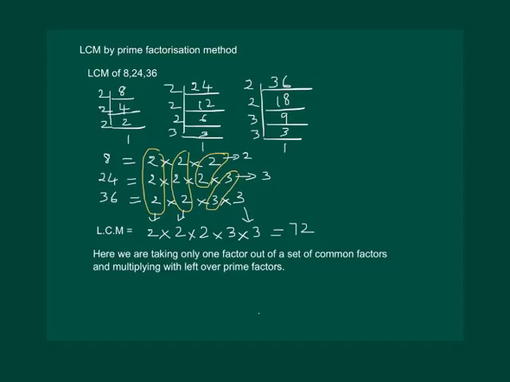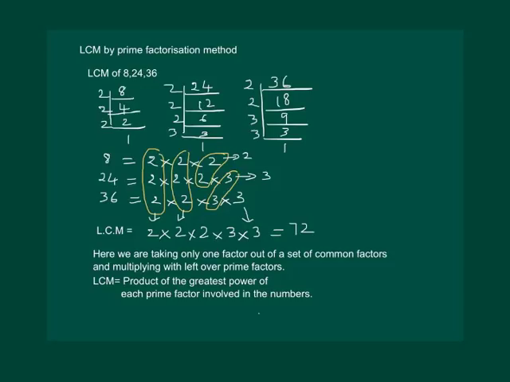So for LCM we are taking only one factor out of the set of common factors and also multiplying with the leftover prime factors. Alternatively, we can say that LCM is the product of the greatest power of each prime factor involved in the numbers. Let us see how it works.